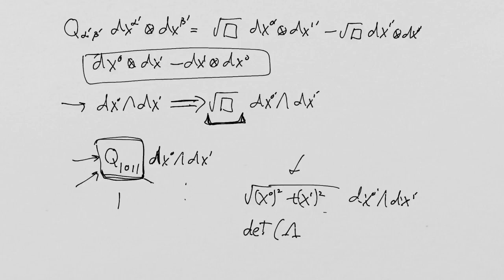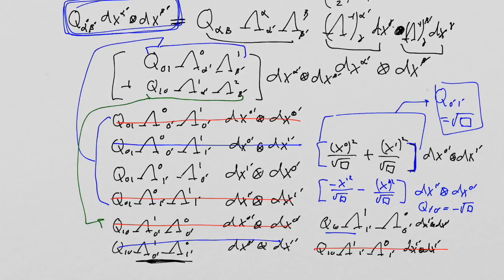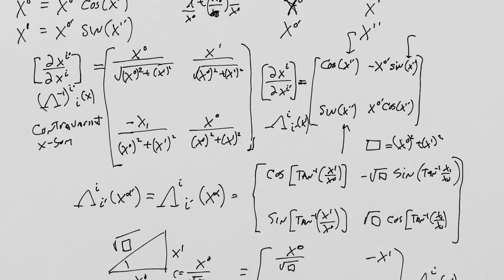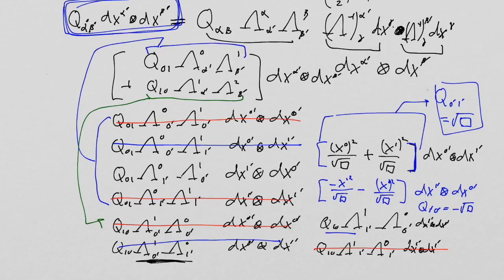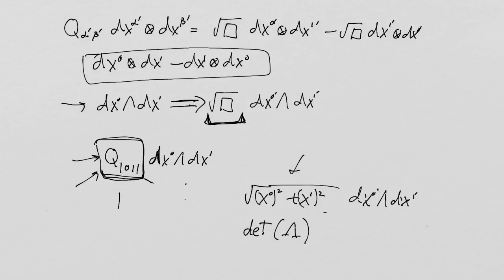The determinant of the covariant matrix, lambda. And you can see that by looking at this matrix here. You get x0 squared over box minus a negative x1 squared, so it's plus x1 squared over box. So you have x0 squared plus x1 squared over square root of box, which is just square root of box in the numerator. So this is the covariant matrix. Its determinant is what lands here.